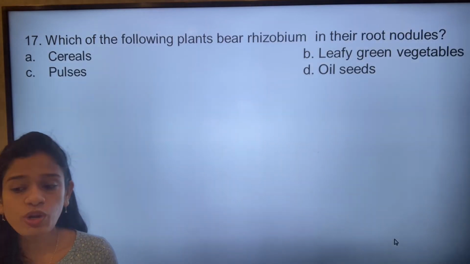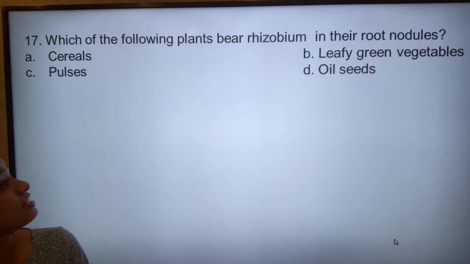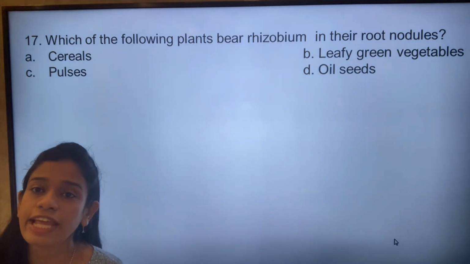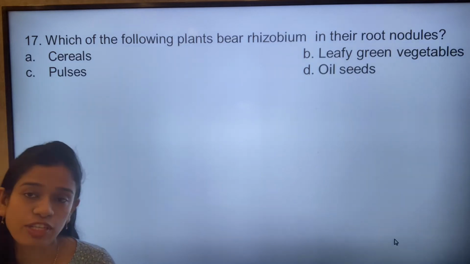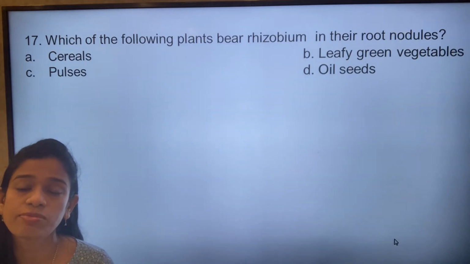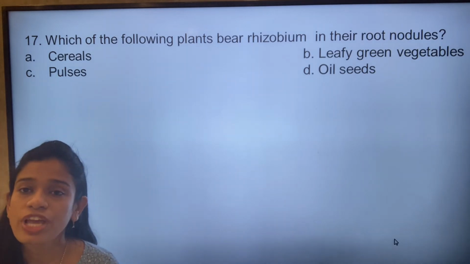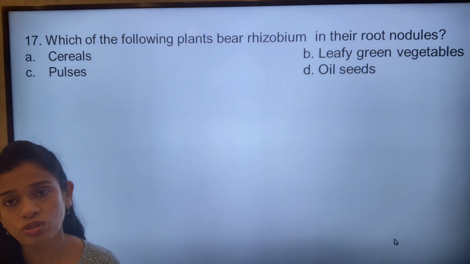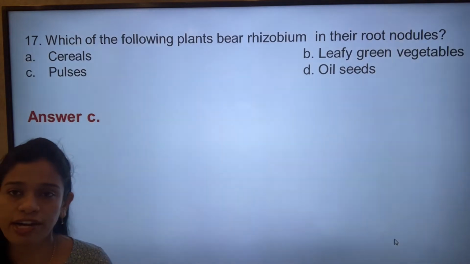The next question, which of the following plants bear rhizobium in their root nodules? First is cereals, leafy green vegetables, pulses, or oilseeds. Just now I discussed in the previous questions that leguminous plants have root nodules which carry the bacteria rhizobium, which helps in converting atmospheric nitrogen, enriching the soil, and this is done by the leguminous plants. Leguminous plants are also the plants which produce pulses, so option C is the correct answer.